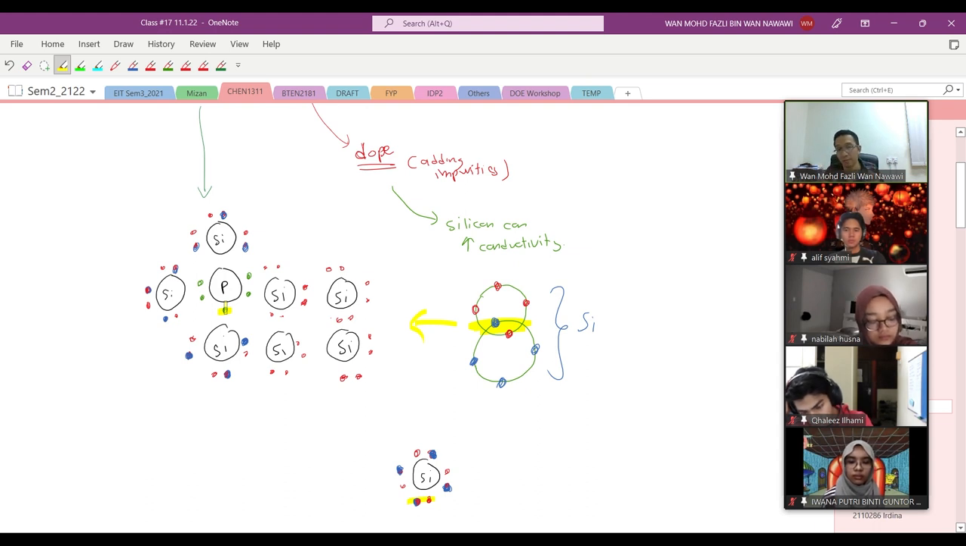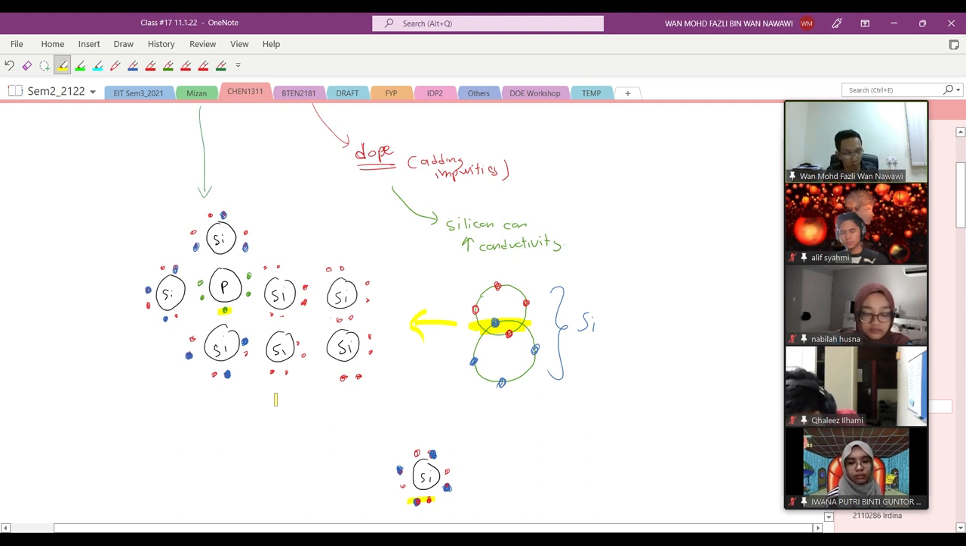Not extra atom, extra electron. This extra electron will move around. So that's why you get the conductivity. You have this free electron moving around the lattice of the silicon. So when this thing moves to here, then it will move to there. So you have this mobile electron. So that's what it means by doping.